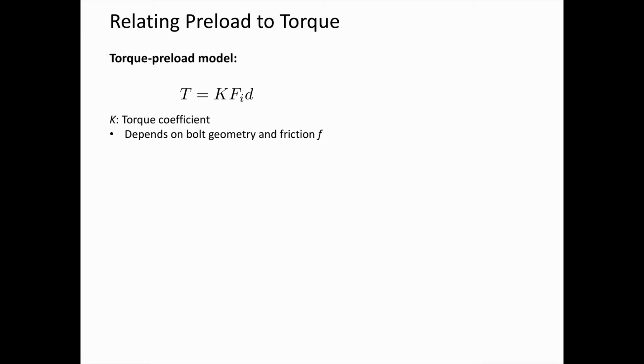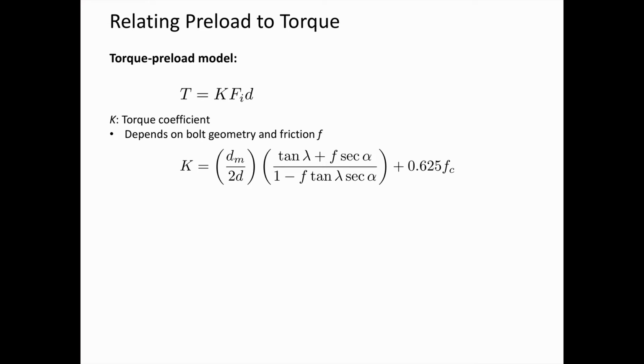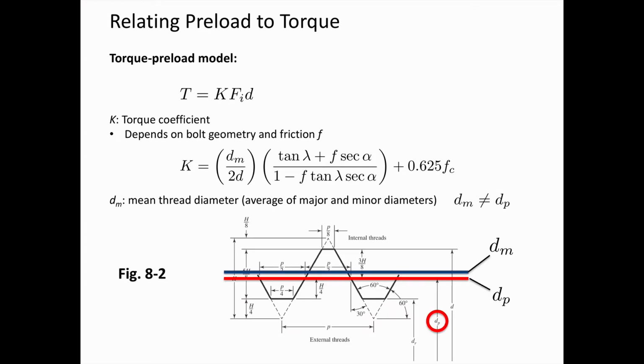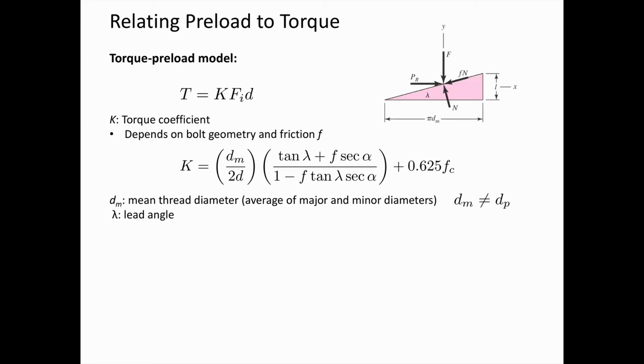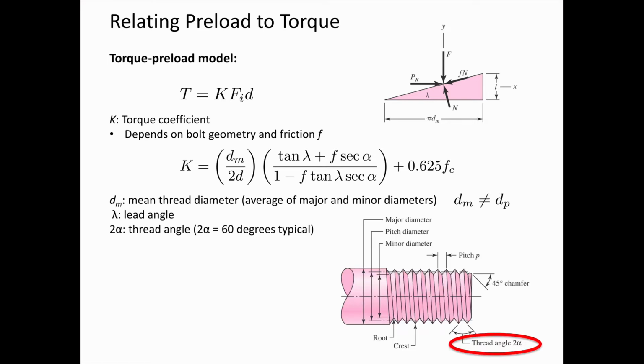K is the torque coefficient, and here is a fairly general formula for K. Here, D sub M is the mean thread diameter. That's the average of the major and minor diameters. Now, this mean thread diameter is different from the pitch diameter that we looked at earlier. If we look at figure 8.2, we can see that the pitch diameter using this standard thread specification is actually smaller than the mean diameter. Lambda is the lead angle for the thread. 2 times alpha is the thread angle.